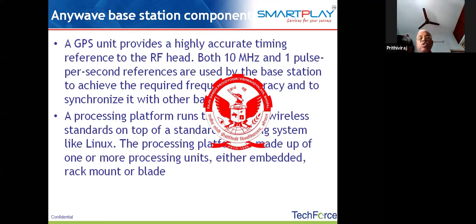Of course, a GPS unit is being provided for accurate timing reference, spot on. Okay. Required frequency accuracy synchronized with other base stations. Then you have a processing platform that runs the software wireless standards on top of a standard operating system like Linux. See how nicely they've embraced the Linux open platform. IBM is very happy with this type of software and has been helping them a lot. So the processing platform is made up of one or more processing units which are either embedded, rack mounted or in a blade function. Next slide.